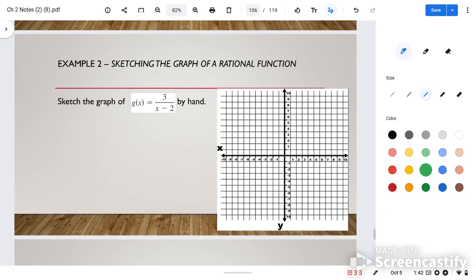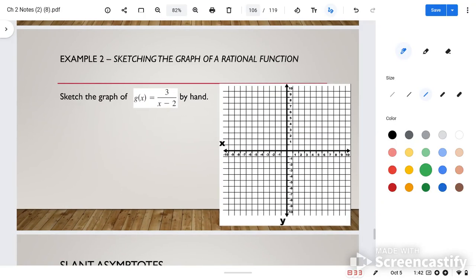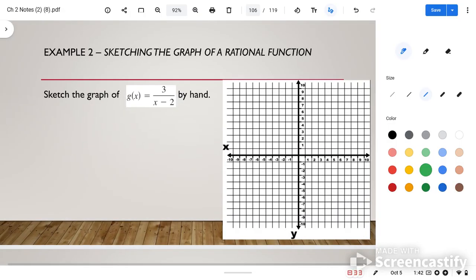So let's start with kind of a basic one here. We have 3 over x minus 2. So if we first think about this and what our parent function will look like, if we have 3 over x minus 2, our parent function of this is really just the graph 1 over x.